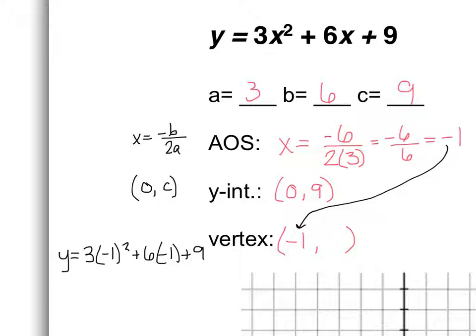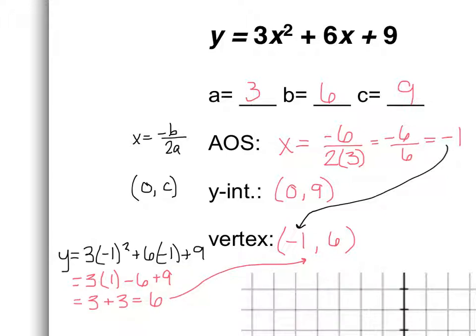That makes sense. So what's negative 1 squared? 1. It's just 1, and 6 times negative 1 is negative 6, plus 9. 3 times 1 is 3. Negative 6 plus 9 is also 3. So what is y? 6. All right.